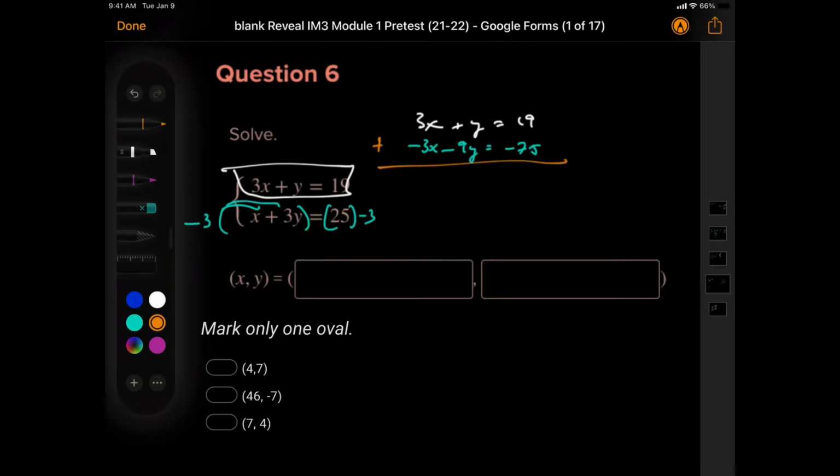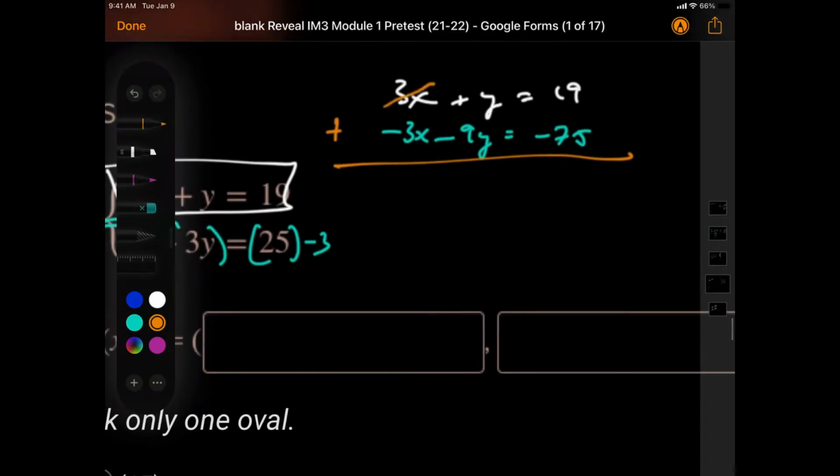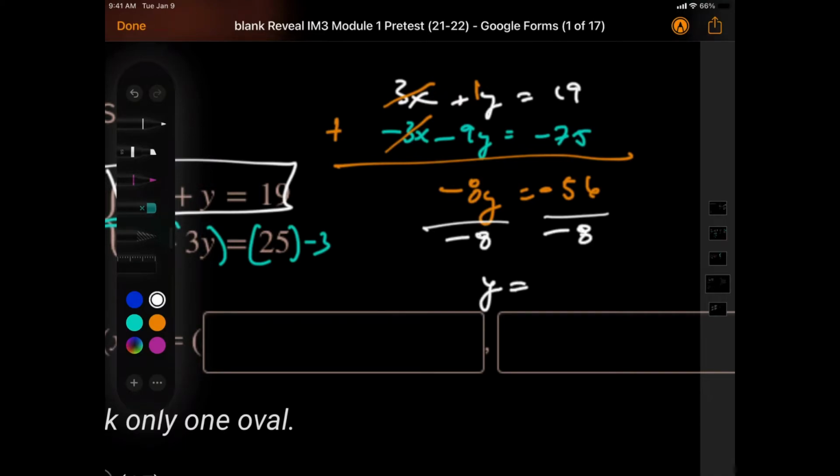And what I'm going to do is add going down. You'll notice that this is 0, and that's why they call it subtraction or elimination. You could call it also addition. So -8y, 75, 6, -56. We'll divide by -8, and you'll get y is equal to +7.